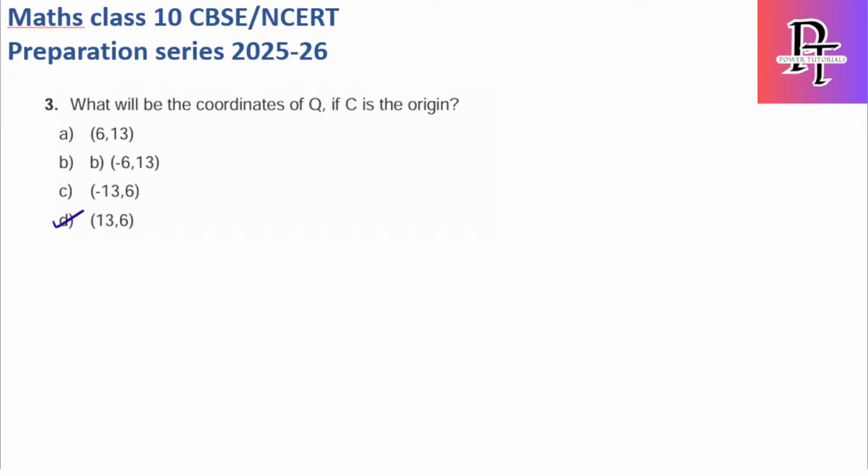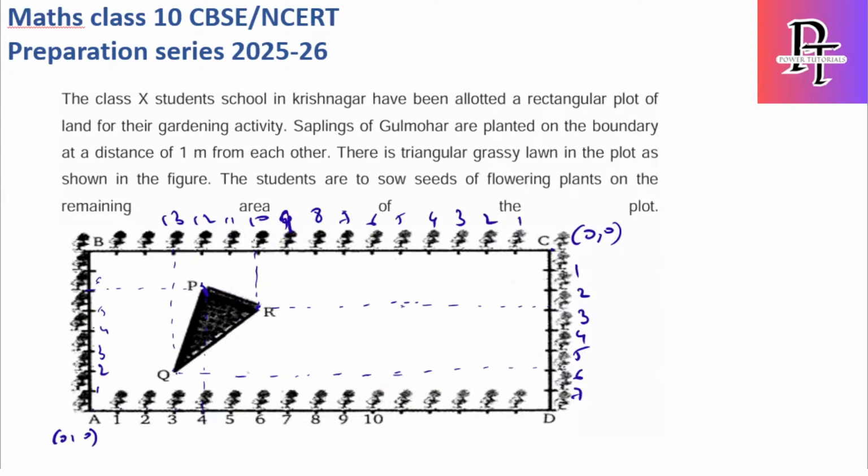It's not (-13, 6). If they want to mention the negative axis, they will have clearly mentioned negative x-axis. Then both will be negative. It's not like only one can be negative. Okay.